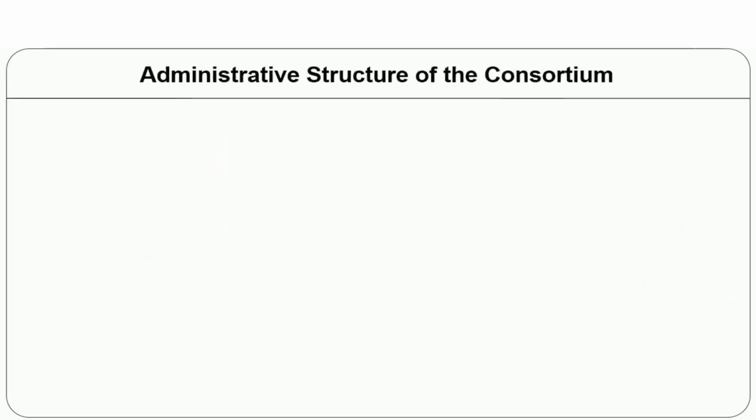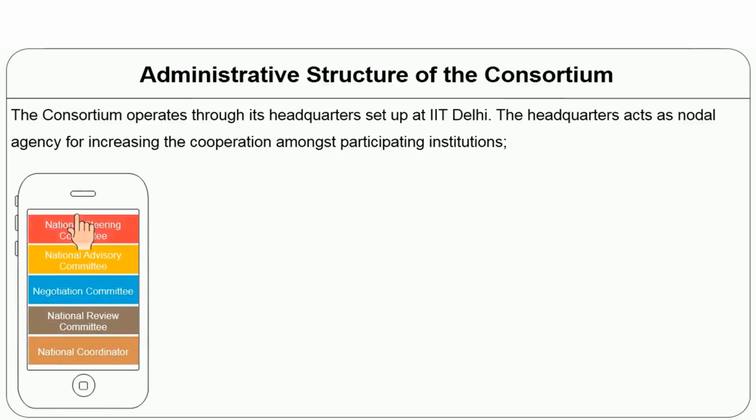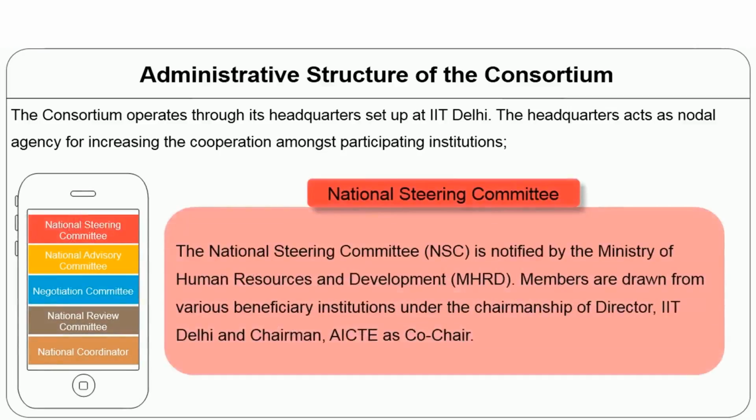The basic administrative structure of the consortium. The consortium operates through its headquarters set up at IIT Delhi with guidance of various committees. The headquarters act as the nodal agency for increasing the cooperation among the participating institutions. It works under the various committees. First is the National Steering Committee. The National Steering Committee is notified by the Ministry of Human Resource Development, that is MHRD.